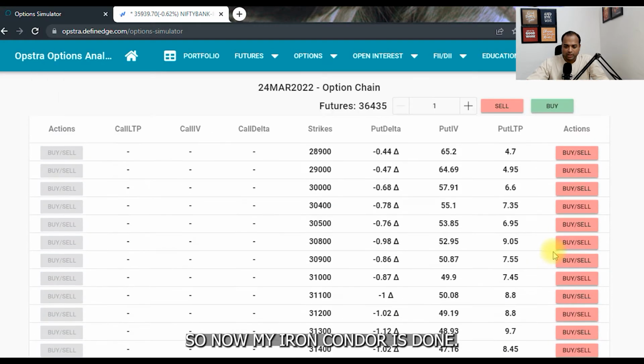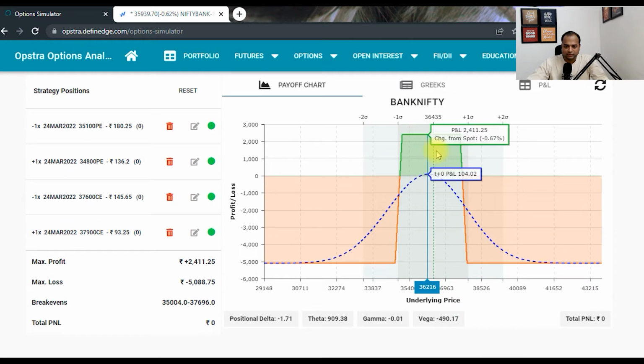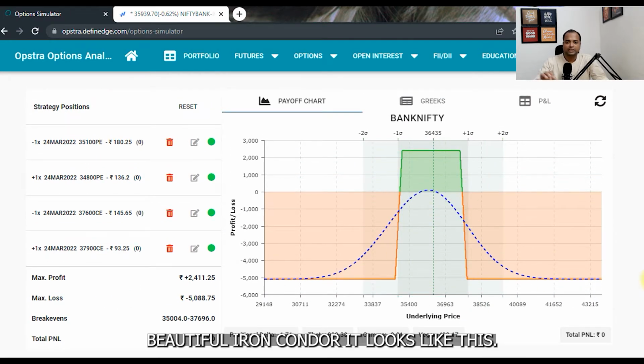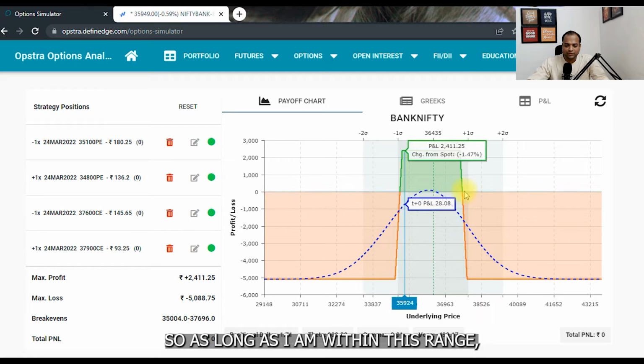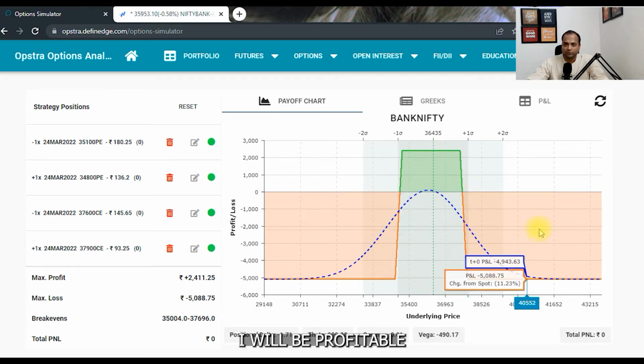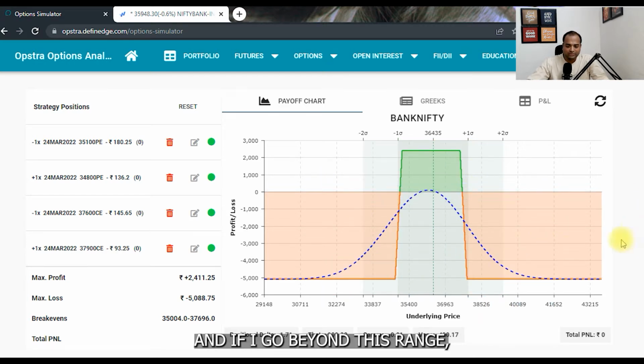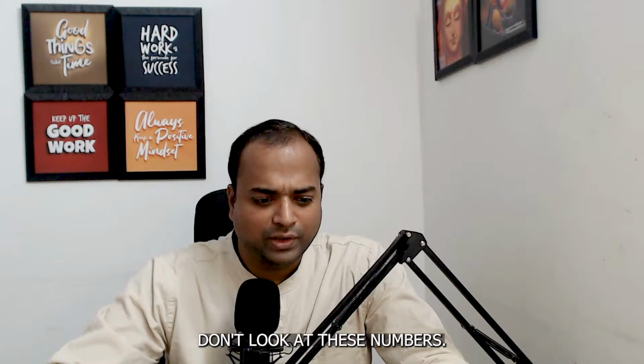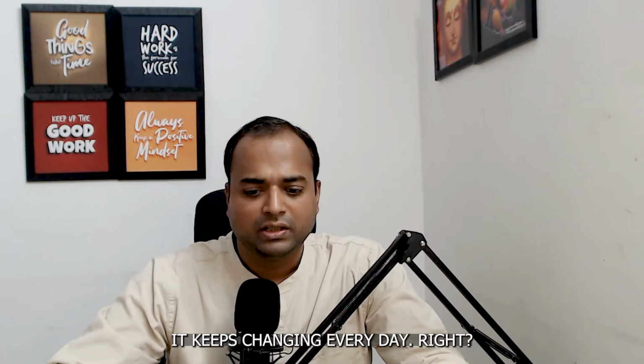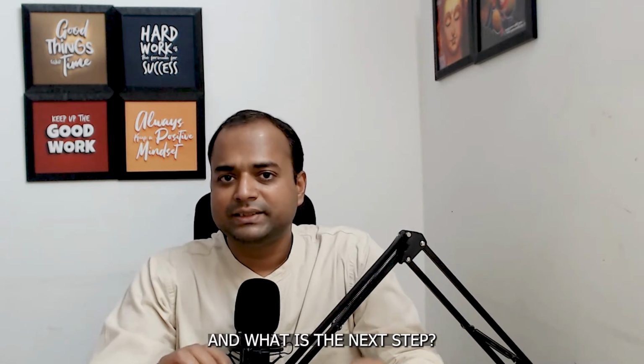So now my iron condor is done. A beautiful iron condor, it looks like this. So as long as I am within this range, I will be profitable. And if I go beyond this range, I will be in losses. Don't look at these numbers, max profit, loss and all. It keeps changing every day, right? And what is the next step?